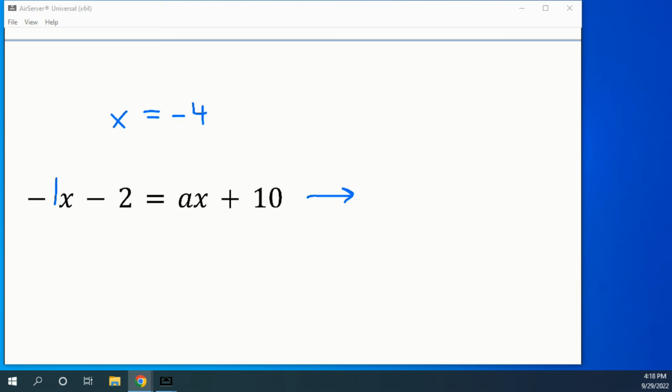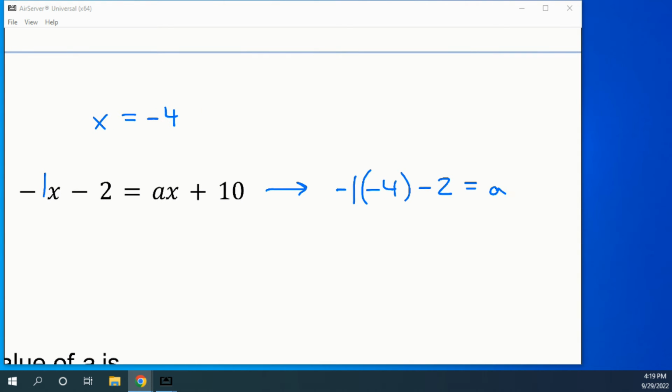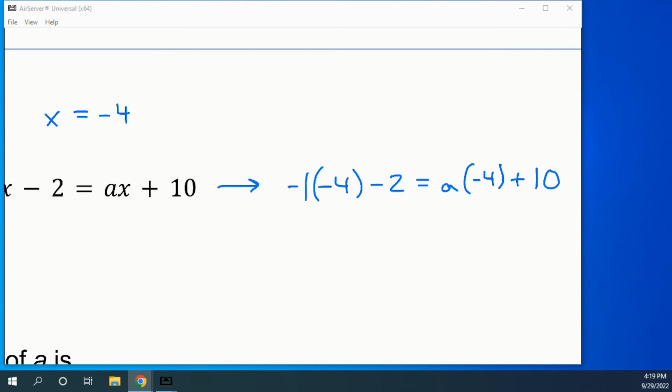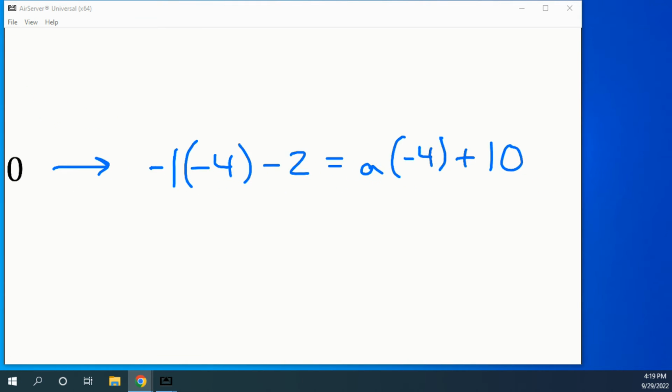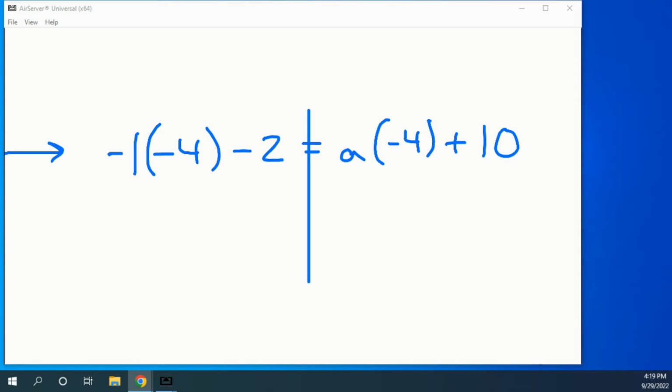So this will look like this. -1 times x is -4, minus 2, equals a times that -4, plus 10. So all I did was substitute in. And then now I can go ahead and mess with the math. So yeah, -1 times -4 is +4. A times -4 is just -4a.